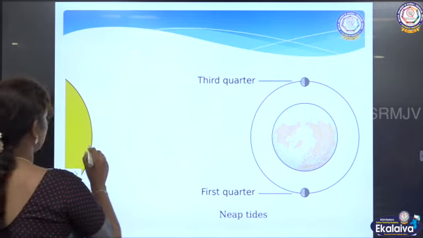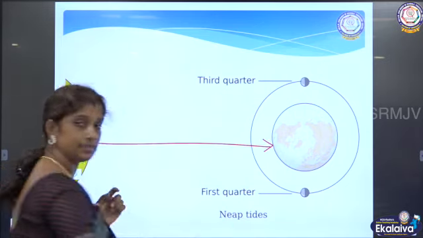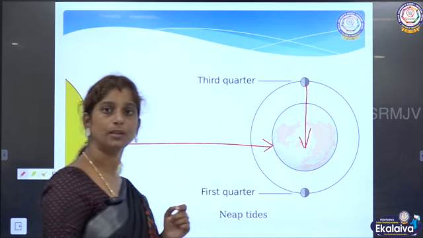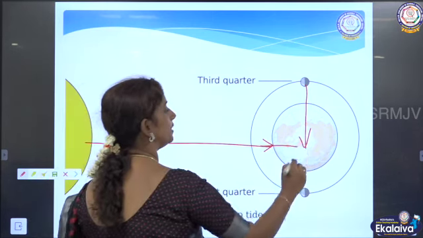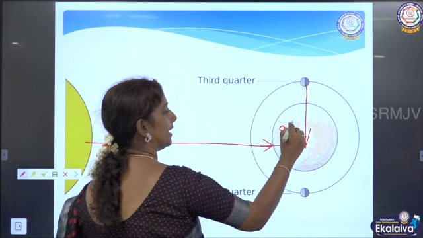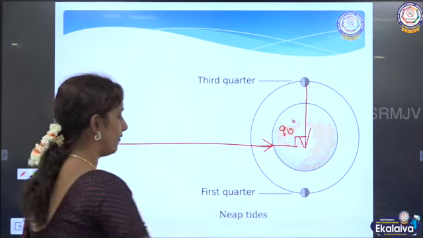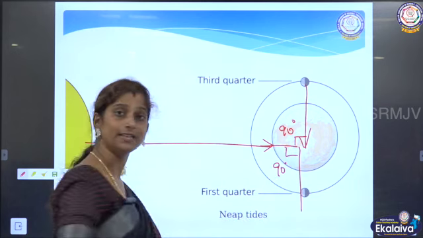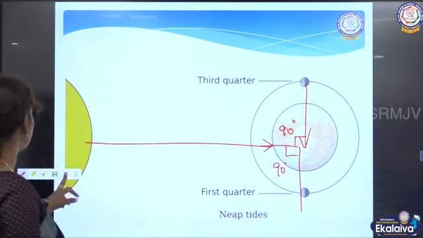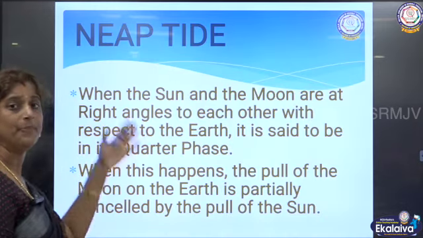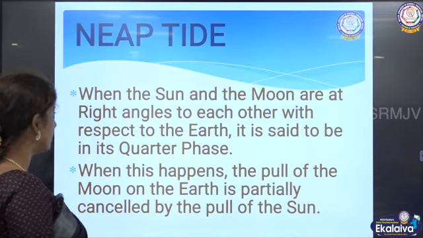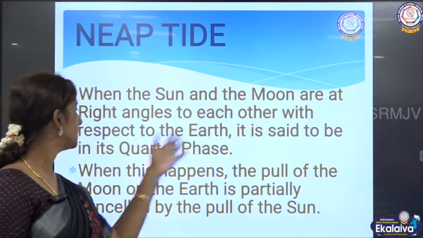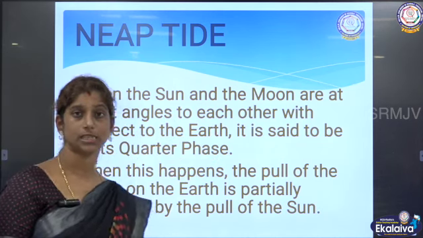See, the sun's pressure will go in this direction. The third quarter's pressure will come in this direction. So where do these two meet? At a right angle, 90 degrees. In the same way, when it is the first quarter, this part will also be a 90-degree right angle. So when these two meet at a right angle, these neap tides occur. With respect to the earth, this is said to be a quarter phase, fine.